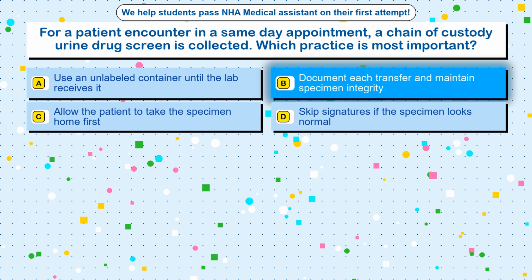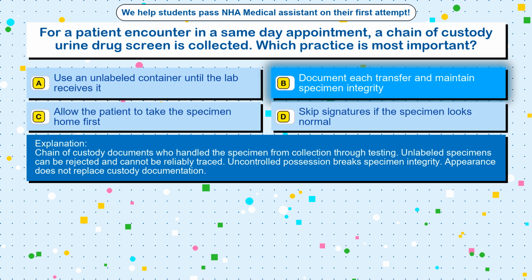The correct answer is option B. Document each transfer and maintain specimen integrity. Chain of custody documents who handled the specimen from collection through testing. Unlabeled specimens can be rejected and cannot be reliably traced. Uncontrolled possession breaks specimen integrity. Appearance does not replace custody documentation.